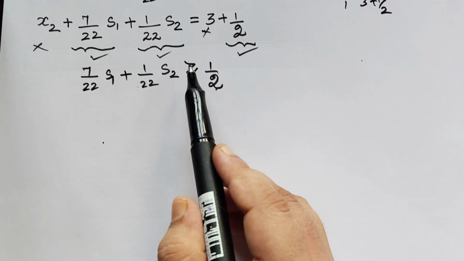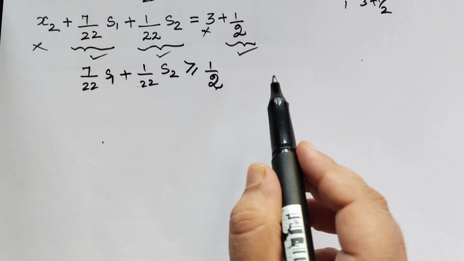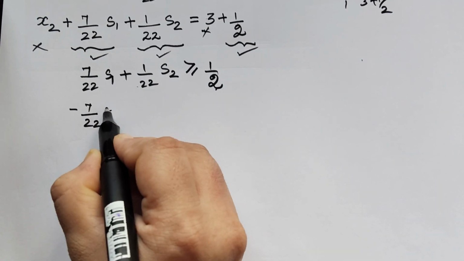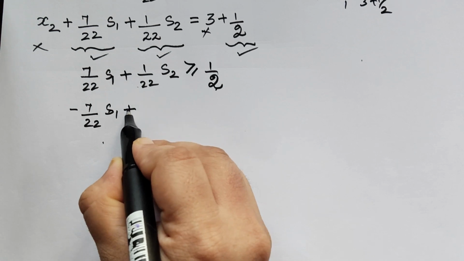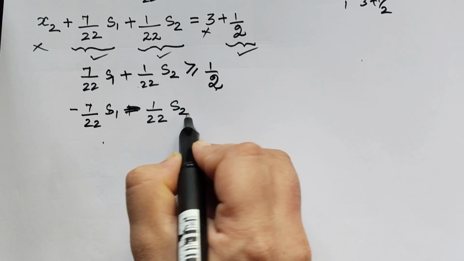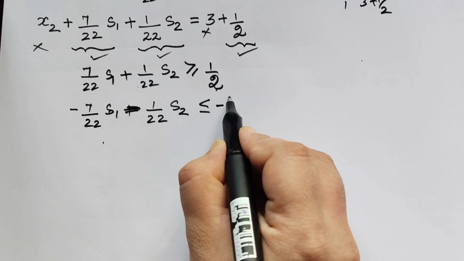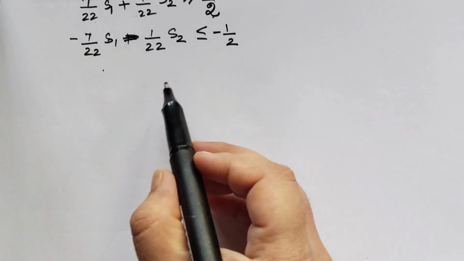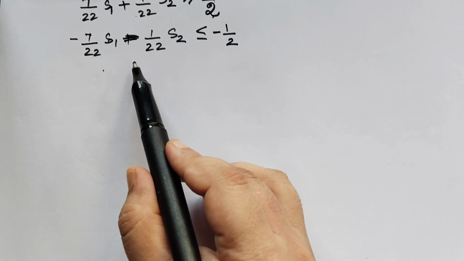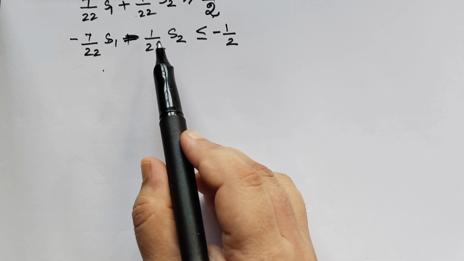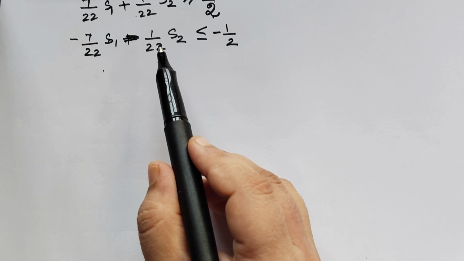Now in order to make it lesser than or equal to, we have to multiply throughout by -1. So minus 7 by 22 s1 minus 1 by 22 s2 is lesser than or equal to minus 1 by 2. Now in order to make this inequality an equality constraint, we have to add a slack variable. And at this point, when we add the slack variable, it is known as the Gomorian slack.